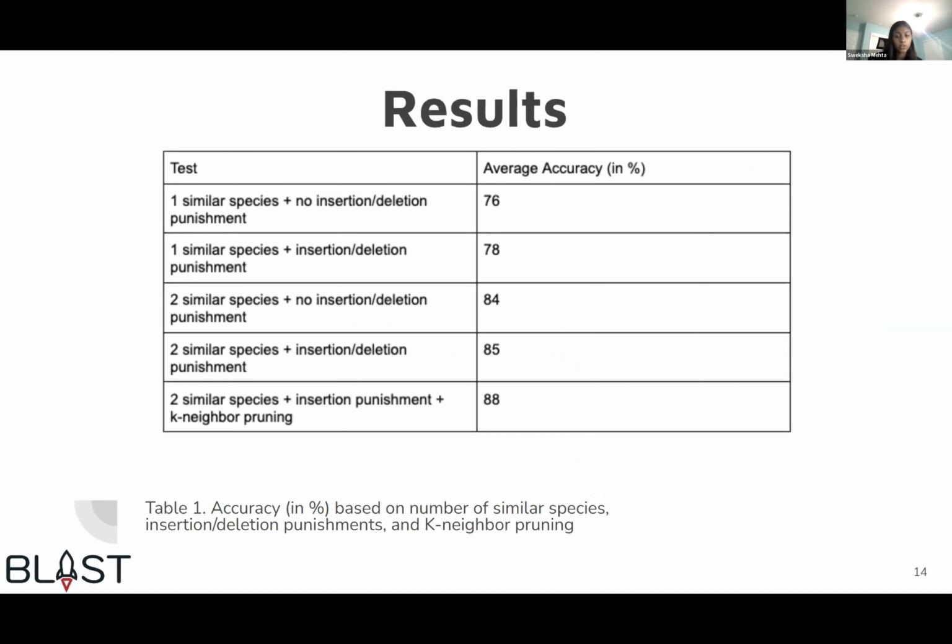These tests were used on 5 randomly selected genes in which hundreds of predictions were made. As shown in Table 1, accuracy increased significantly with the use of multiple species from 76% when only using 1 species to 84% for 2 species. With the addition of an extra weight for insertions and deletions, accuracy further increased by another 1%. And lastly, by implementing k-neighbor pruning, accuracy further increased by 3% with 2 species and an insertion punishment.